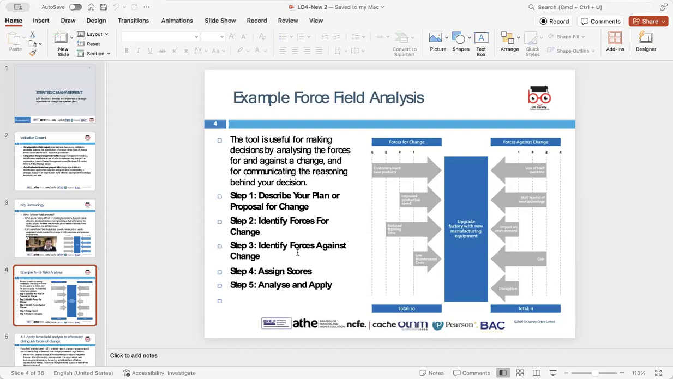Each of the identified forces is assigned a score based on its relative strength. These scores help quantify the influence of each factor and provide a clear view of the overall situation. Finally, after evaluating these scores, the analysis guides decisions on which forces need to be increased or decreased to reach the desired change.